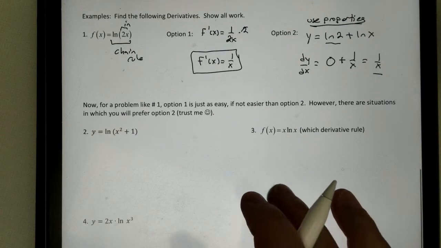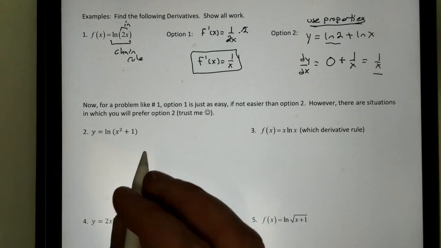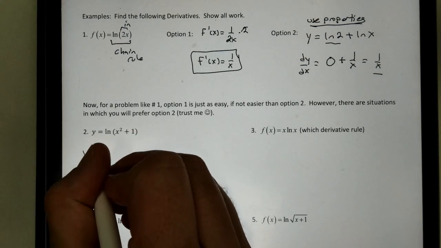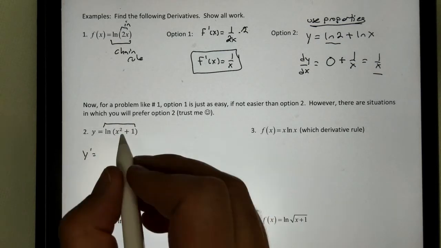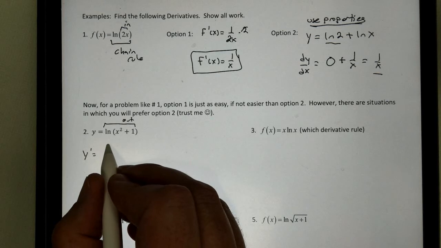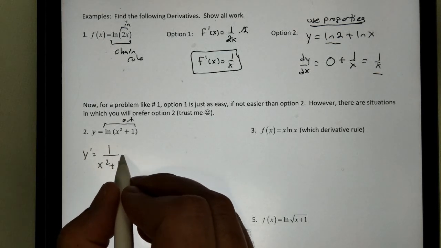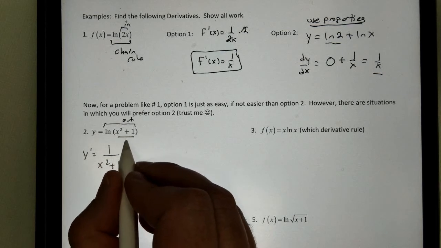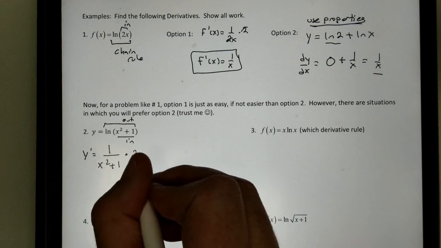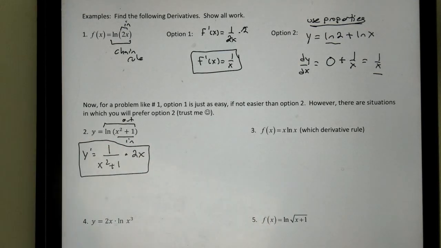So let's take a look at number 2 here. When we take the derivative, we're going to get y prime, or dy dx, whatever you like. This is always a chain rule. My outside is this natural log. My new rule says this is going to become 1 over x squared plus 1. We're going to multiply that by the derivative of our inside. Well, what's the derivative of x squared plus 1? 2x. Stay nerdy, my friends. And there's our answer. There's our derivative.